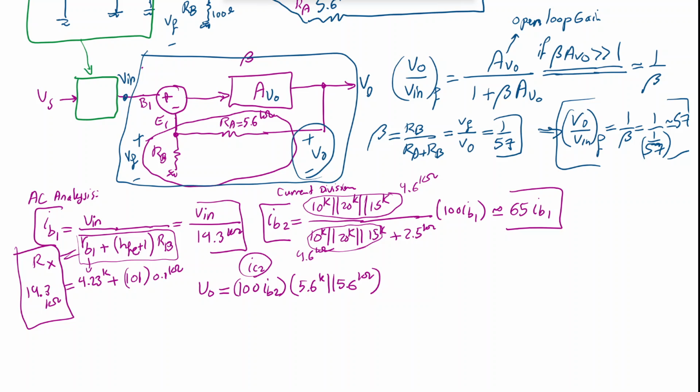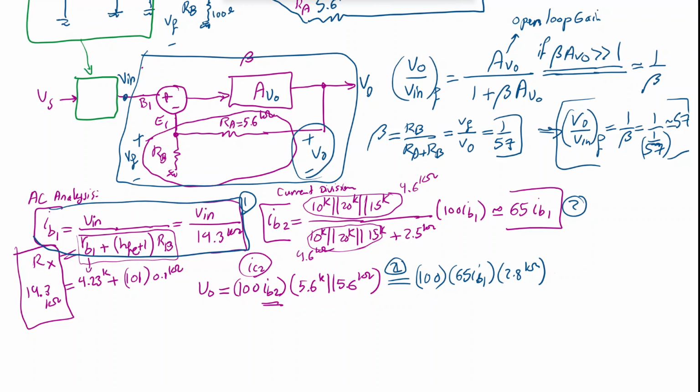Okay, and I'm going to substitute for IB2 from here, right? So this is equation, let's say 1. This is equation 2. I'm going to use equation 2 to substitute for IB2 by saying it's 65 times IB1. So I'm going to get 100 times 65 IB1 times 2.8K, which is the result of these guys. And then IB1, I'm going to use equation 1.